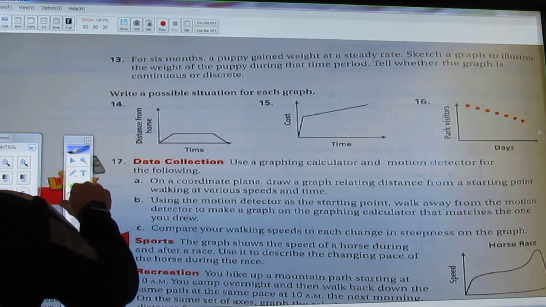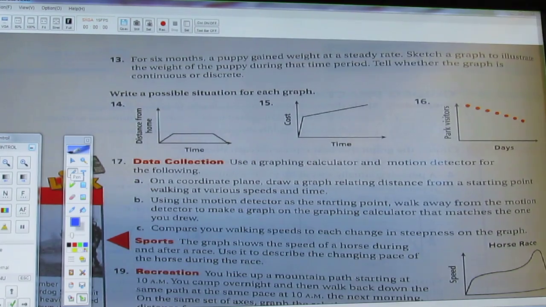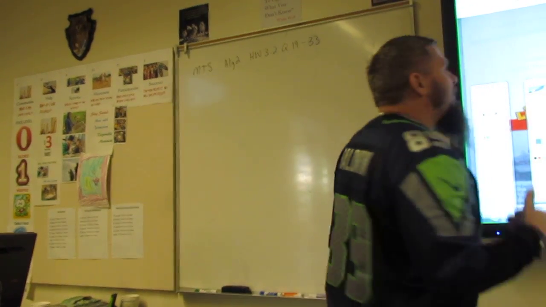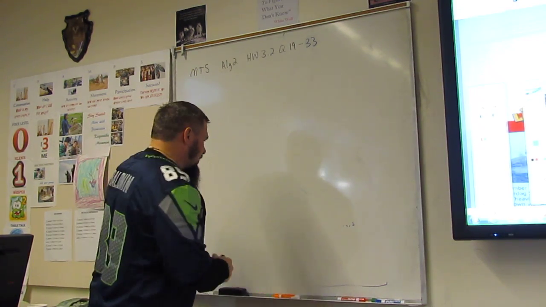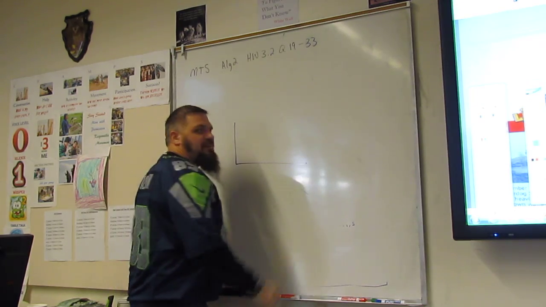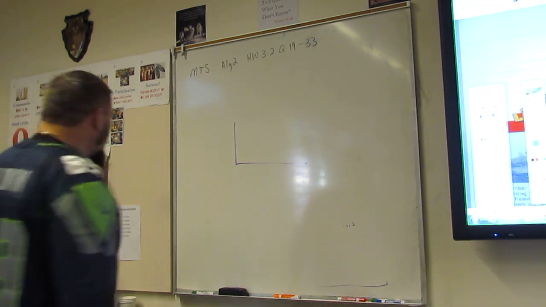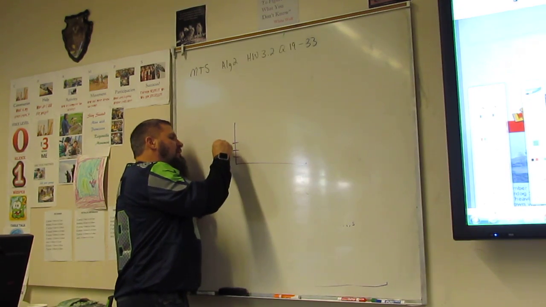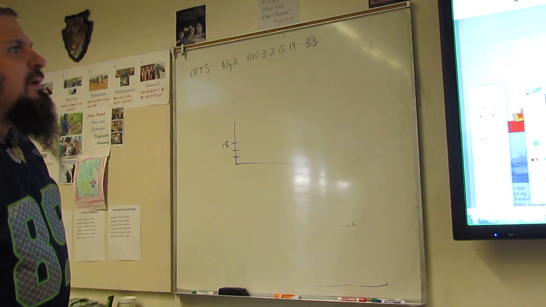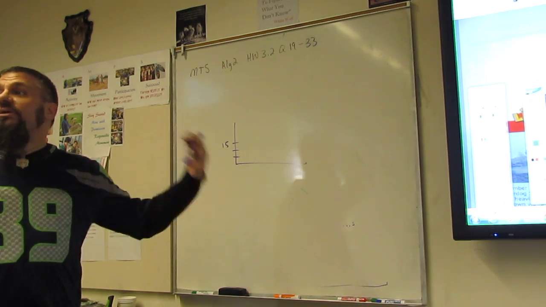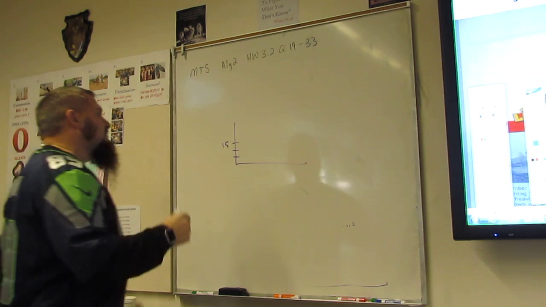So that's easy. So what about the graph of the puppy? Let's turn this onto this board. The graph of the puppy says, for 6 months, a puppy gained weight at a steady rate. Okay? So, how much is a puppy at 6 months? What do you think? Just an average puppy. 15 pounds. Sounds good to me. So we go 5, 10, 15. Right? And then they said, during a time period, we don't know what time period, right? Could be months, could be years, right? But it's going to be a steady rate. What is that going to look like?